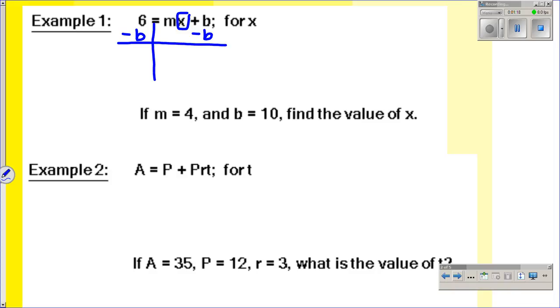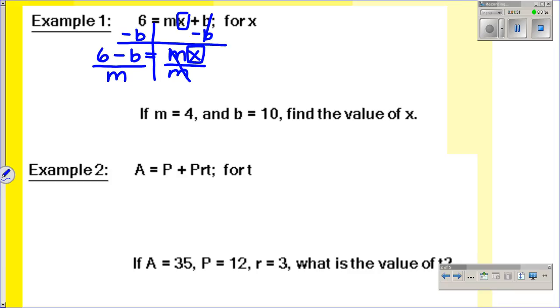And on the left side, we have 6 minus b. Well, those are not like terms, so we're just going to have to write the expression out as 6 minus b equals m times x, and b minus b would still equal 0, so they cancel out. Our next step, we're still trying to get the x by itself, so now notice the m is being multiplied times the x, so our inverse would be to divide both sides of the equation by m, and that's going to now allow us to isolate the variable x.